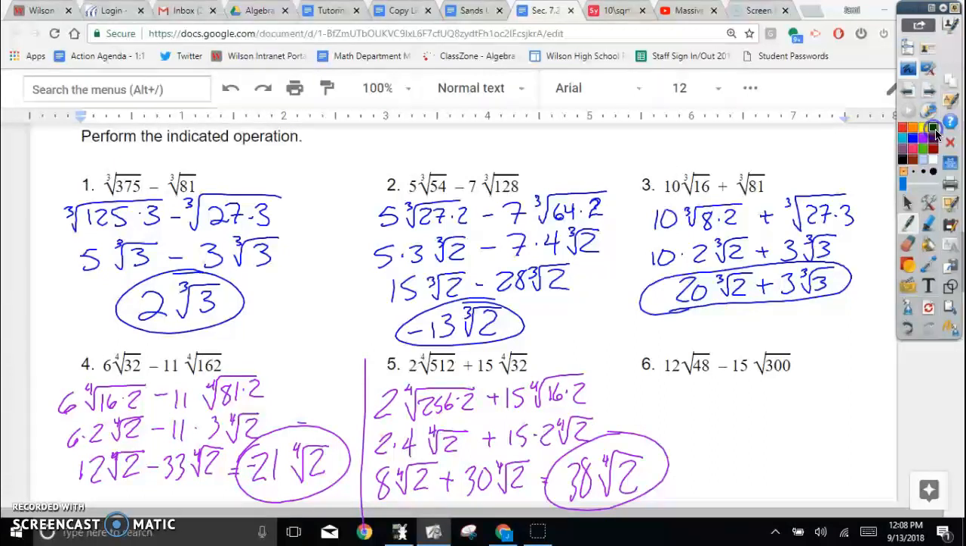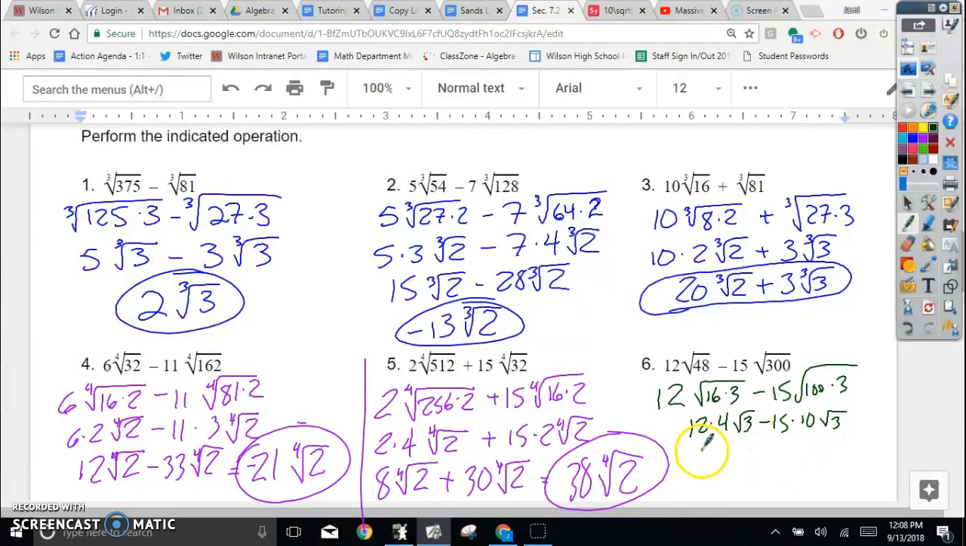All right. And last but not least, square roots. Oh, finally, something that is a little different. 16 times 3. We'll make this 100 times 3. So this is 12 times 4 times the square root of 3. This is 15 times 10 times the square root of 3. So we have 48 square roots of 3 minus 150 square roots of 3 to leave us with negative 102 square roots of 3. So there's the front of your notes in 7 minutes. We'll see you on the back page here in a second.